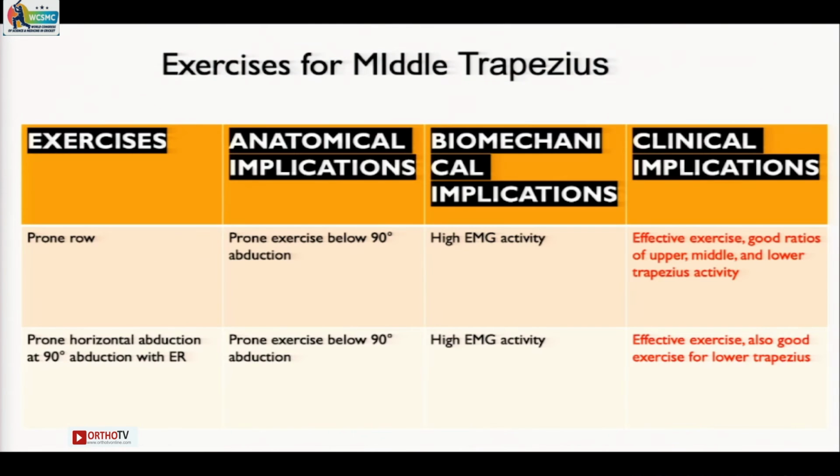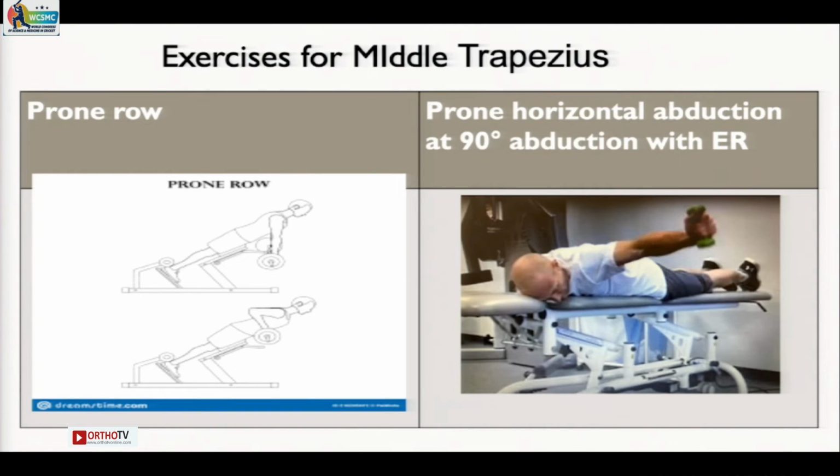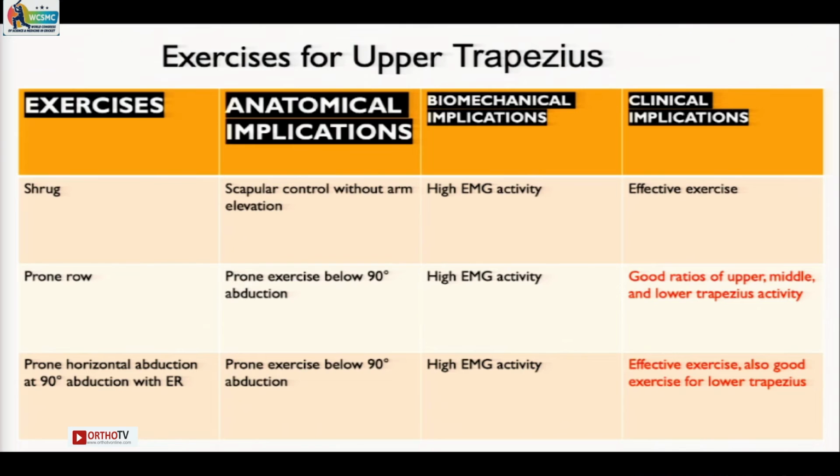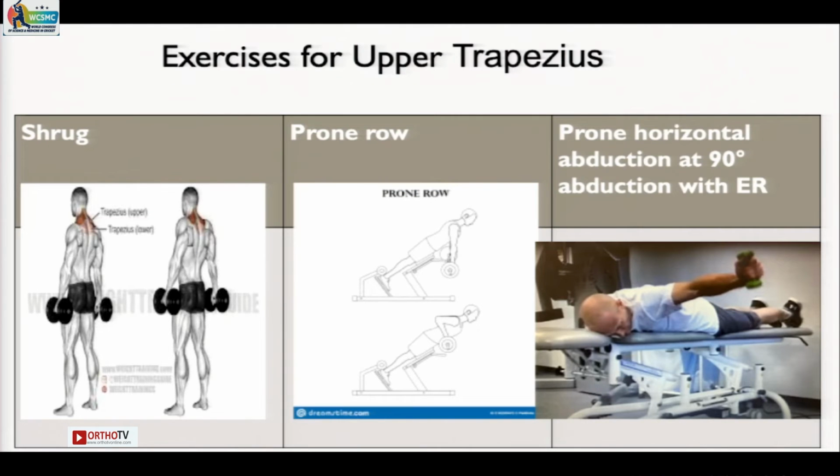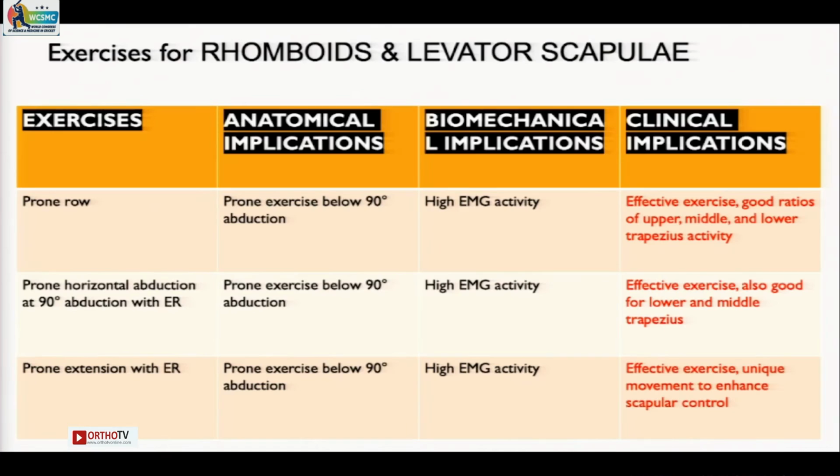In shoulder pathologies, usually the upper trapezius is stronger than the lower trapezius. This is the pathology. So you should focus more on the lower trapezius and middle trapezius as compared to the upper trapezius. These are the exercises for the middle trapezius and upper trapezius: prone horizontal abduction and 90-degree abduction with external rotation. This is very good, and creates a good mix of strength of the lower trapezius and upper trapezius.